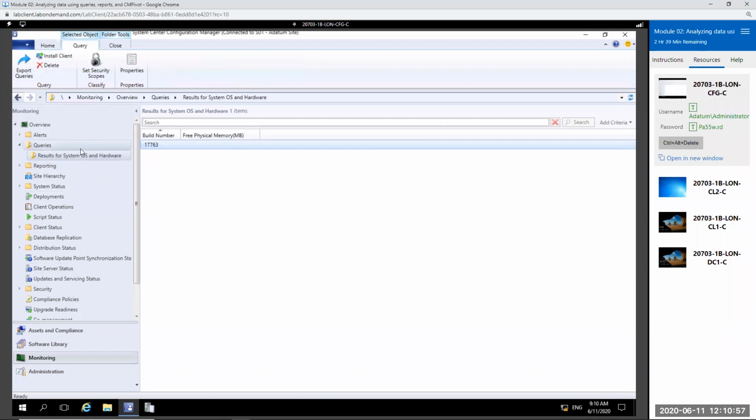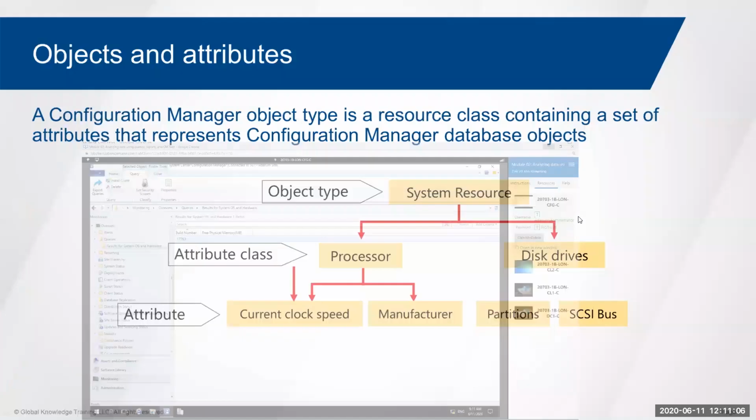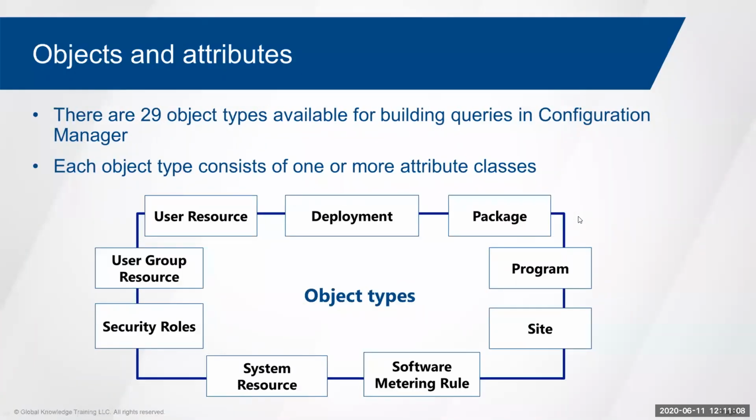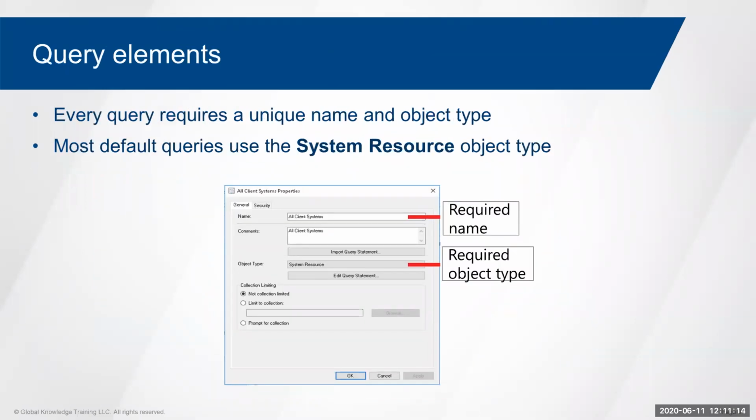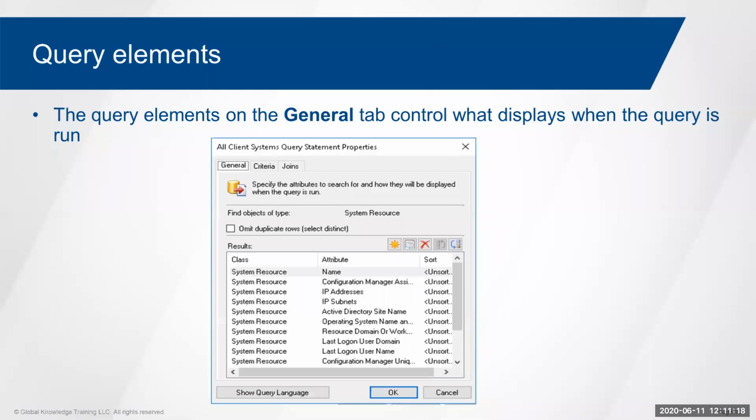But again, these queries need to be customized and catered to your needs and what kind of information you want. You can just imagine how much info you can pull from this, right? So a very powerful piece of SCCM is that ability to query the 29 different object types, and then the hundreds of different attributes that are available beneath that, as well as the attribute classes.